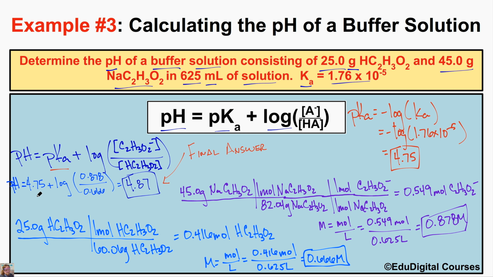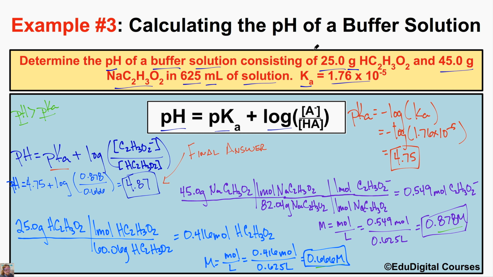And if we take a look here, the pH is 4.87, so the pH here is going to end up being greater than the pKa value. And if the pH is greater than the pKa, which it is here, that is typically going to mean that the concentration of your conjugate base is going to be greater than the concentration of your weak acid, which in fact it is. So you know you probably did the problem correctly.